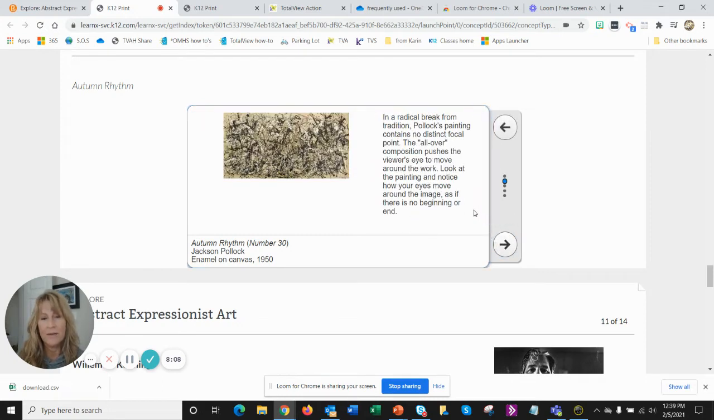In a radical break from tradition, Pollock's painting contains no distant focal point. The all-over composition pushes the viewer's eye to move around the work. There's no beginning and no end. His painting is a study in contrast: thick and thin, straight and curved, light and dark.